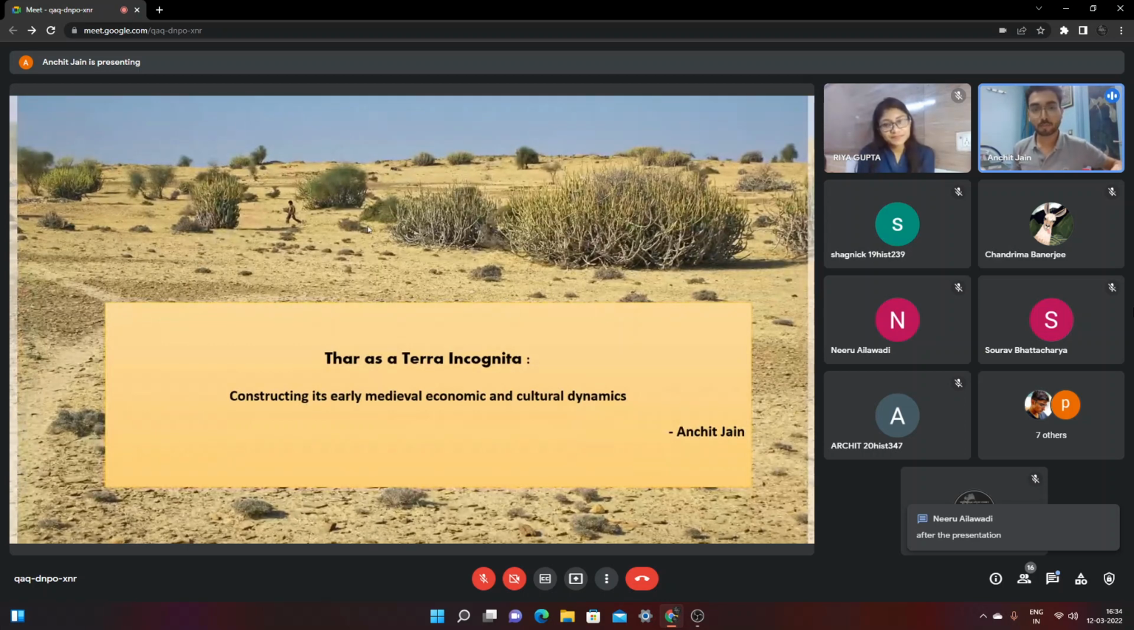So, my topic is Thar as a terra incognito, constructing its early medieval economic and cultural dynamics. If I ask you to think about the Thar Desert or the region of Jaisalmer, Bikaner, Barmer, you might probably think of such arid land which has been shown in the background. And this is how the region of Thar has been traditionally perceived.